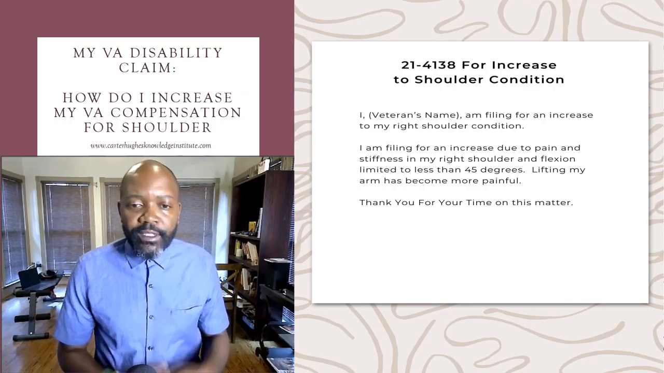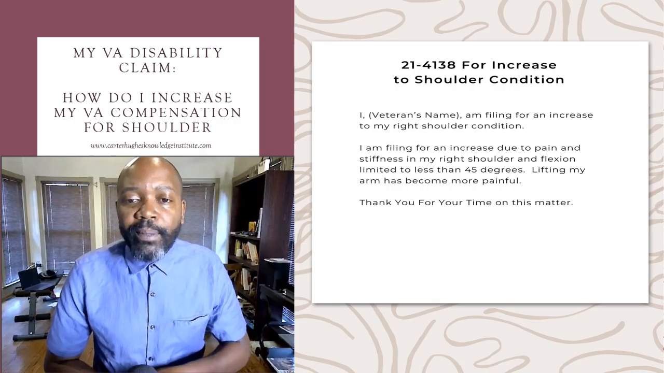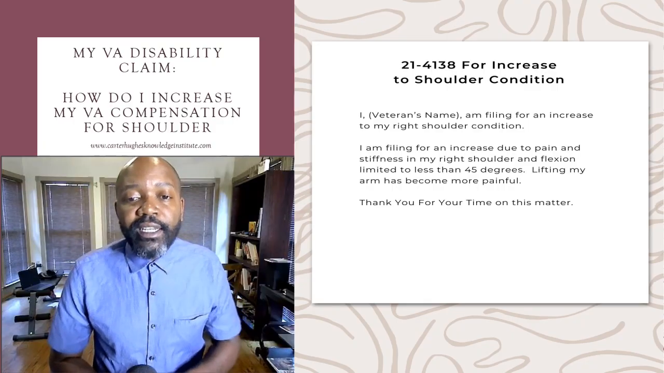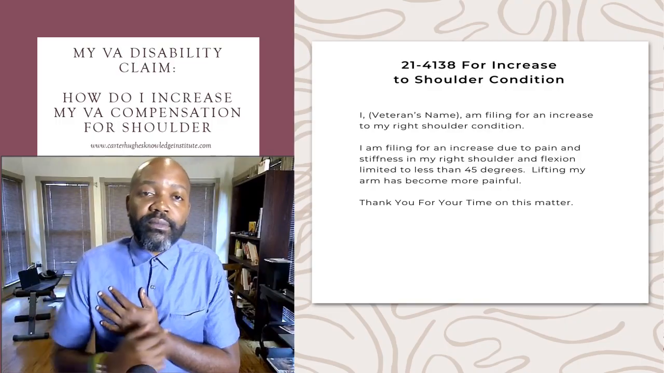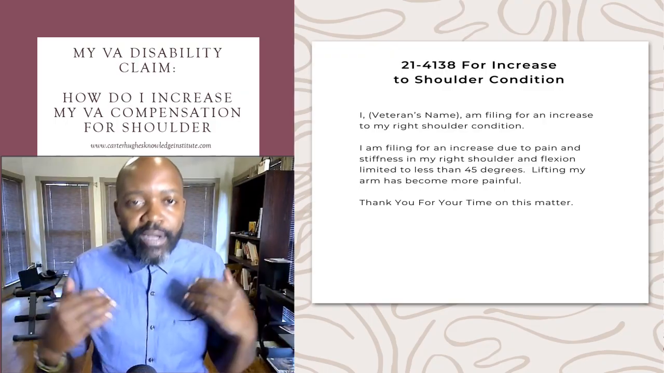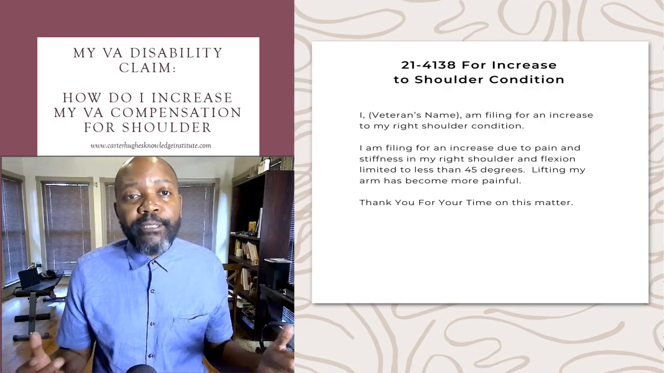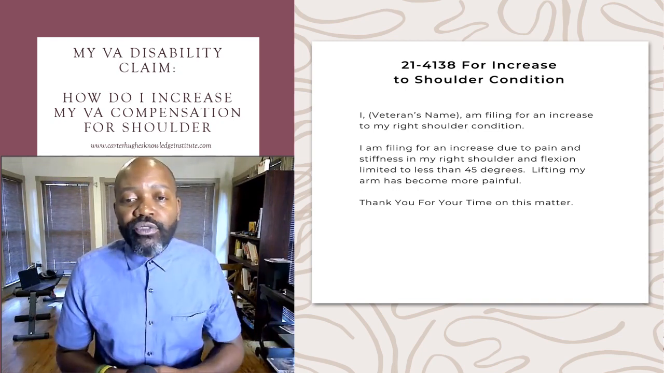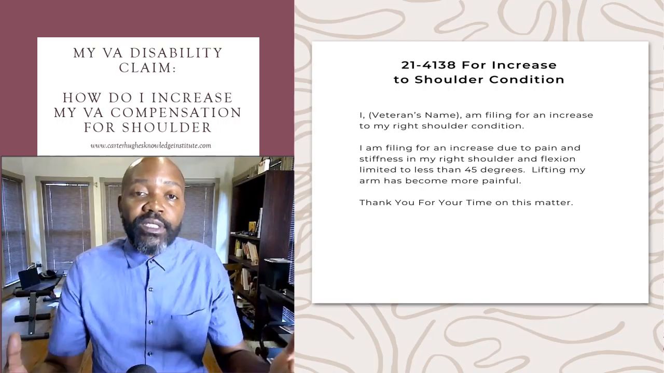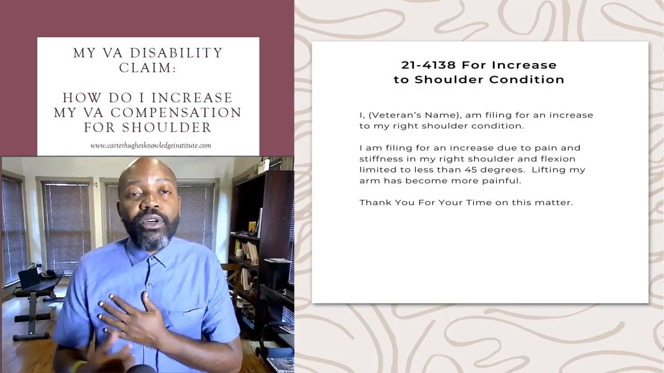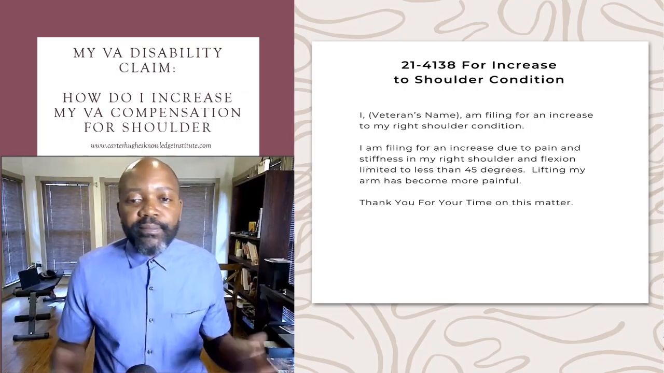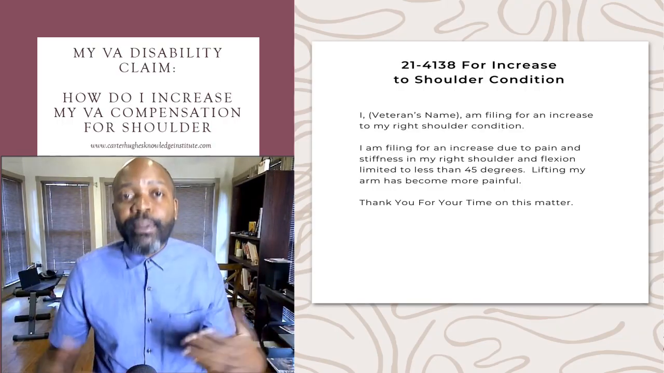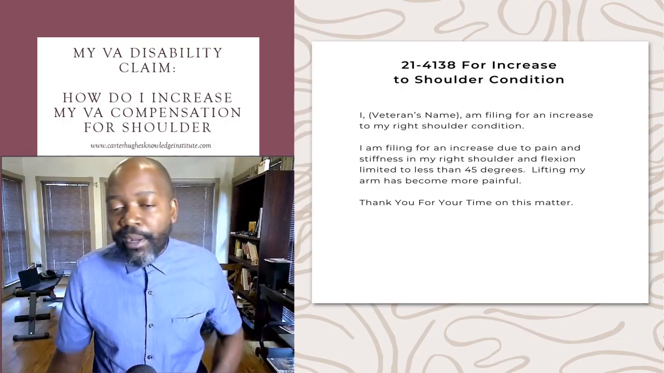So here we would just say, I'm filing for an increase due to pain and stiffness in my right shoulder and flexion limited to less than 45 degrees. Lifting my arm has become more painful. Just letting them know the pain has increased, so I am filing for an increase. Pretty straightforward. And then you want to have those records to back it. This could also trigger an exam. So when you file the claim, you're going to have to go to another exam and show them what's going on with that shoulder. Pretty straightforward though. You can pause the video and copy this language down and then plug your own information in there. And off to the races.